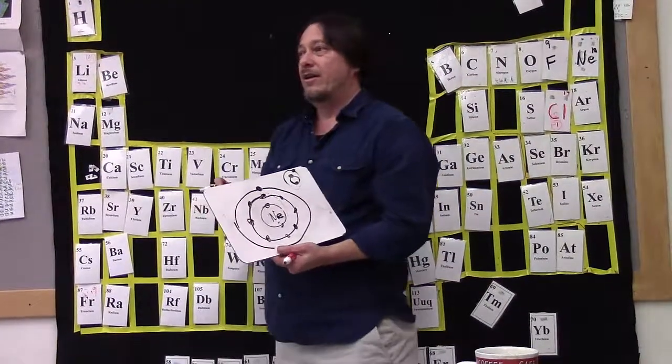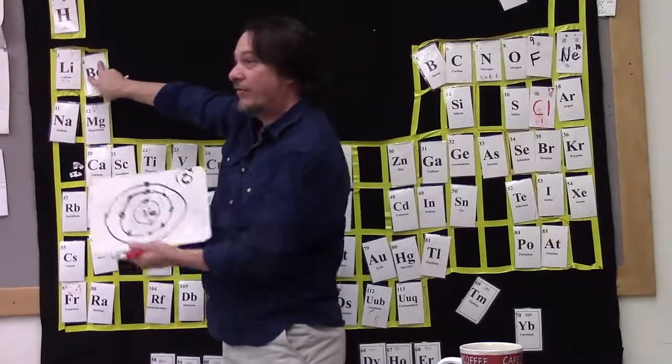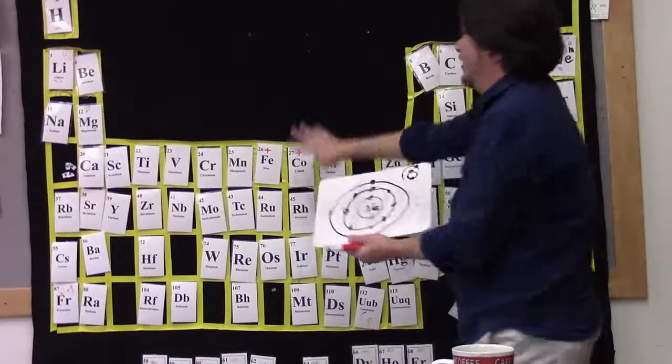It's like that for every column. So these all have 2. And then moving over here, we ignore these.